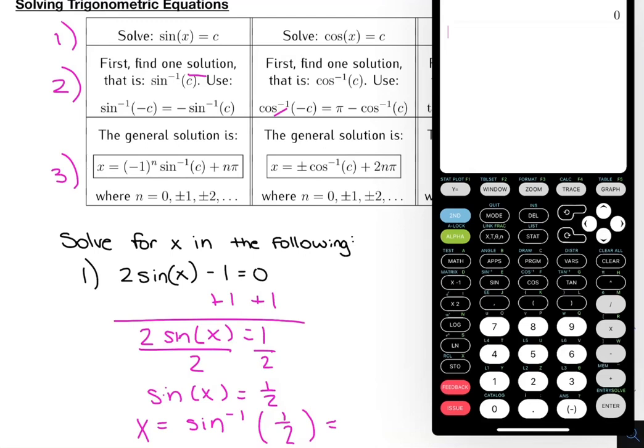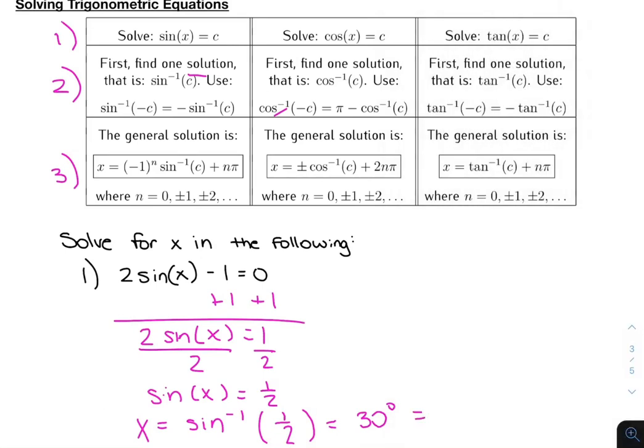So to get to sine inverse, you're going to want to hit second and then sine, and then you can plug in your half, your 0.5. 0.5 is a half. So our degree is 30 degrees, and if we wanted to write it in radians, 30 degrees is pi over 6. So this is one solution that we can use.